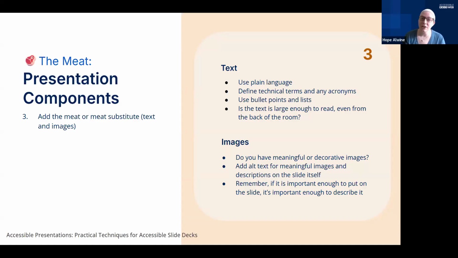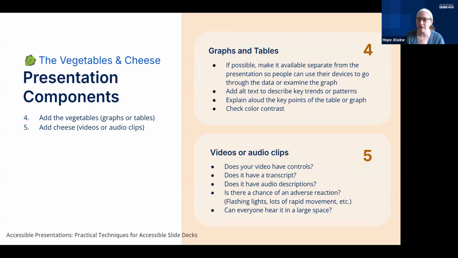All right, then you're going to start adding your images, keeping in mind some key points. You want to ask yourself, is the image meaningful or decorative? If it is meaningful, make sure that you add the alt text and if possible, add a description to the slide itself. Complex images like infographics can be valuable tools, but remember, if it is important enough to put in the presentation, then it is important enough to describe it to your audience. Be sure to note every meaningful image as a talking point. And we are going to advance to our next slide.